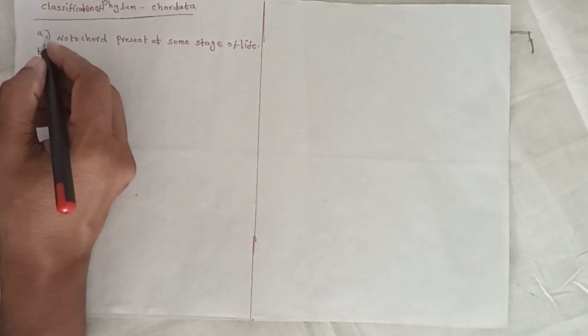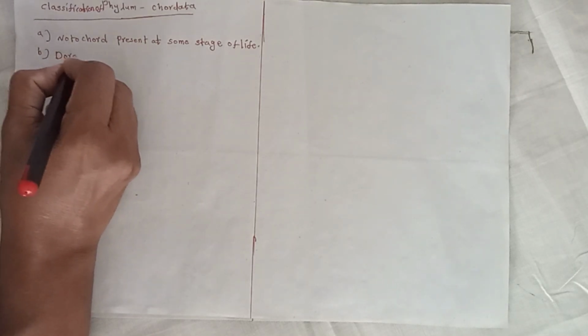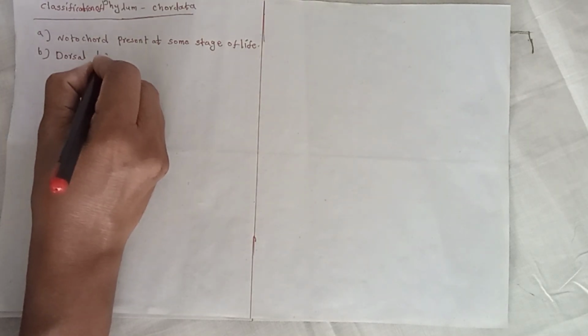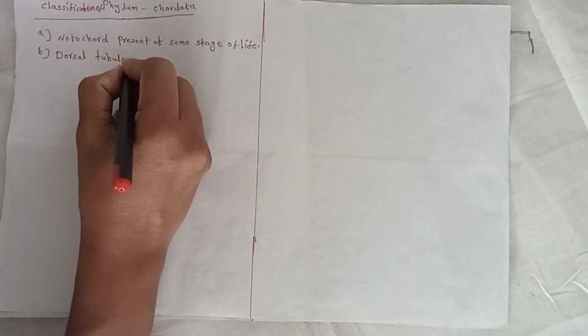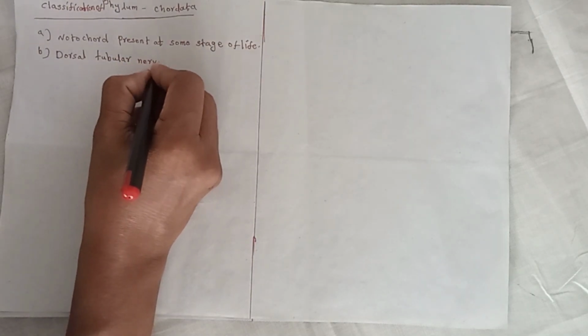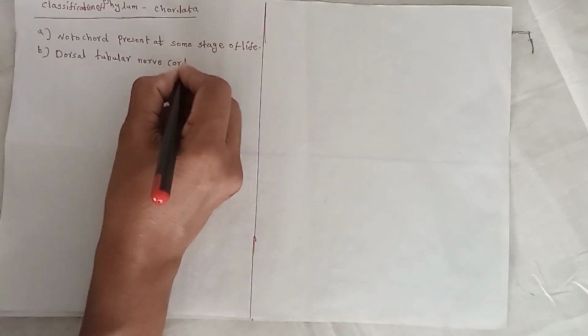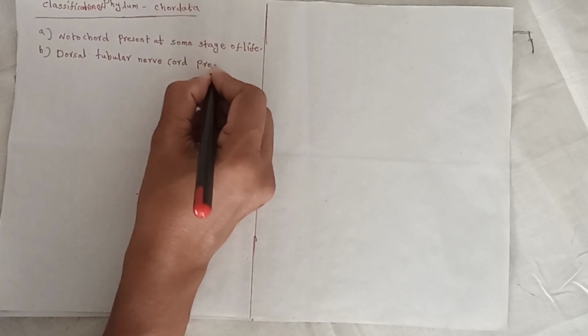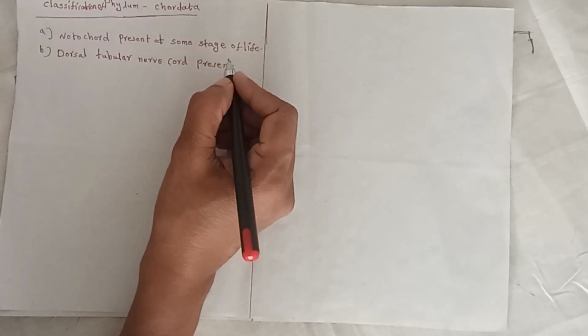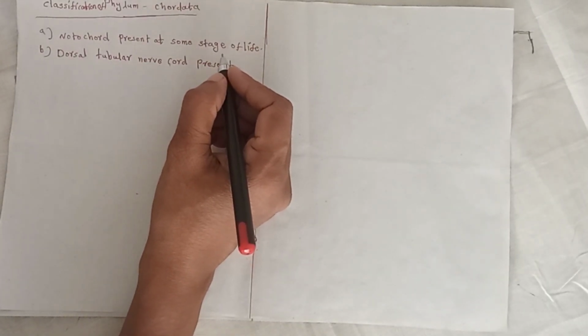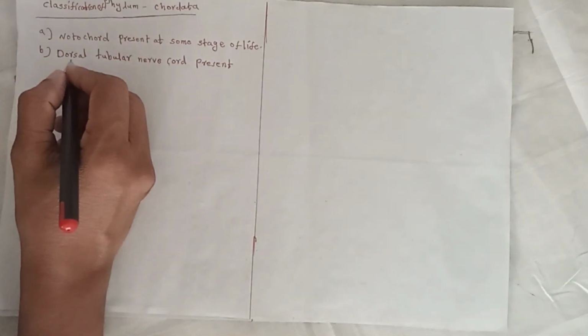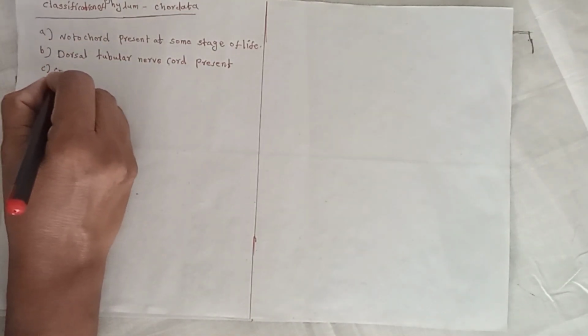Second point: dorsal tubular nerve cord present. It is a hollow tubular structure that's seen in the embryonic stage. Third, gill slits present at some stage.